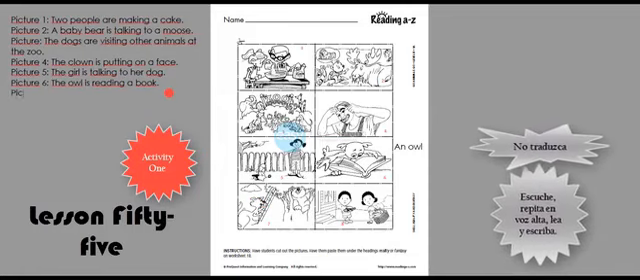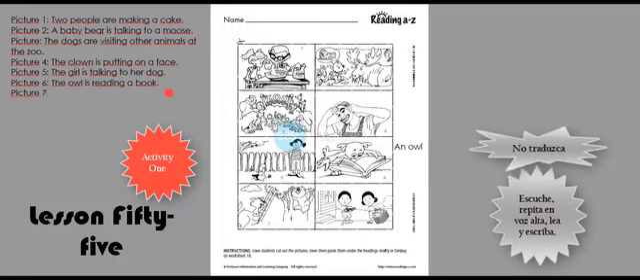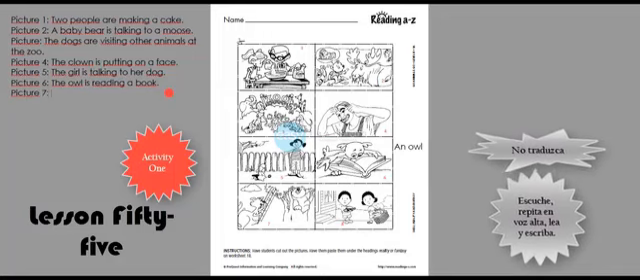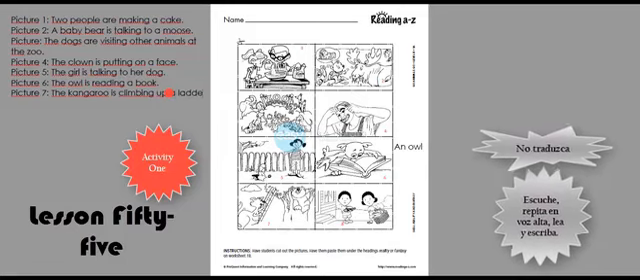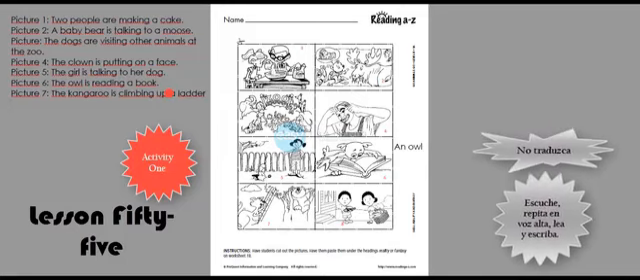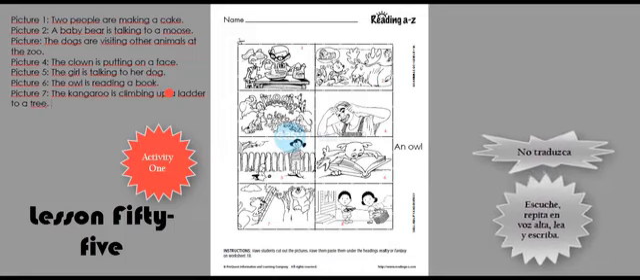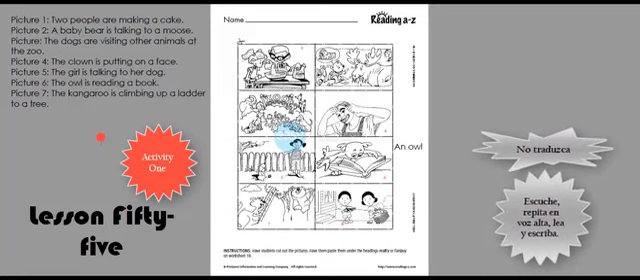Picture 7. The kangaroo is climbing up a ladder to a tree. The kangaroo is climbing up a ladder to a tree.